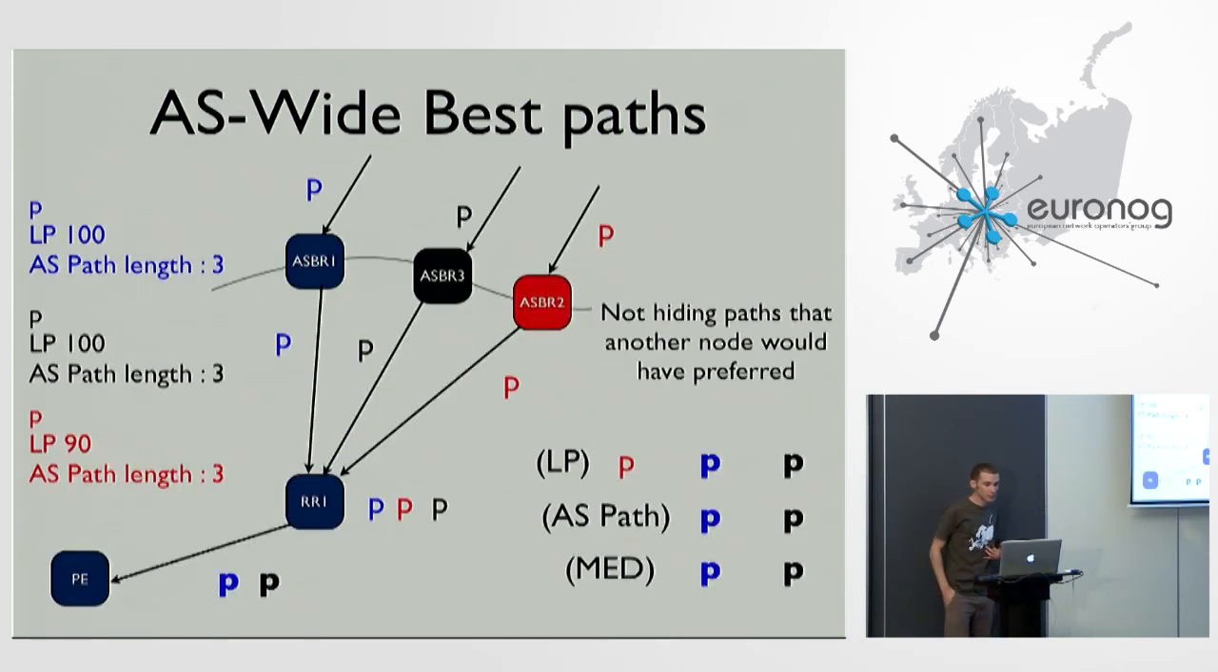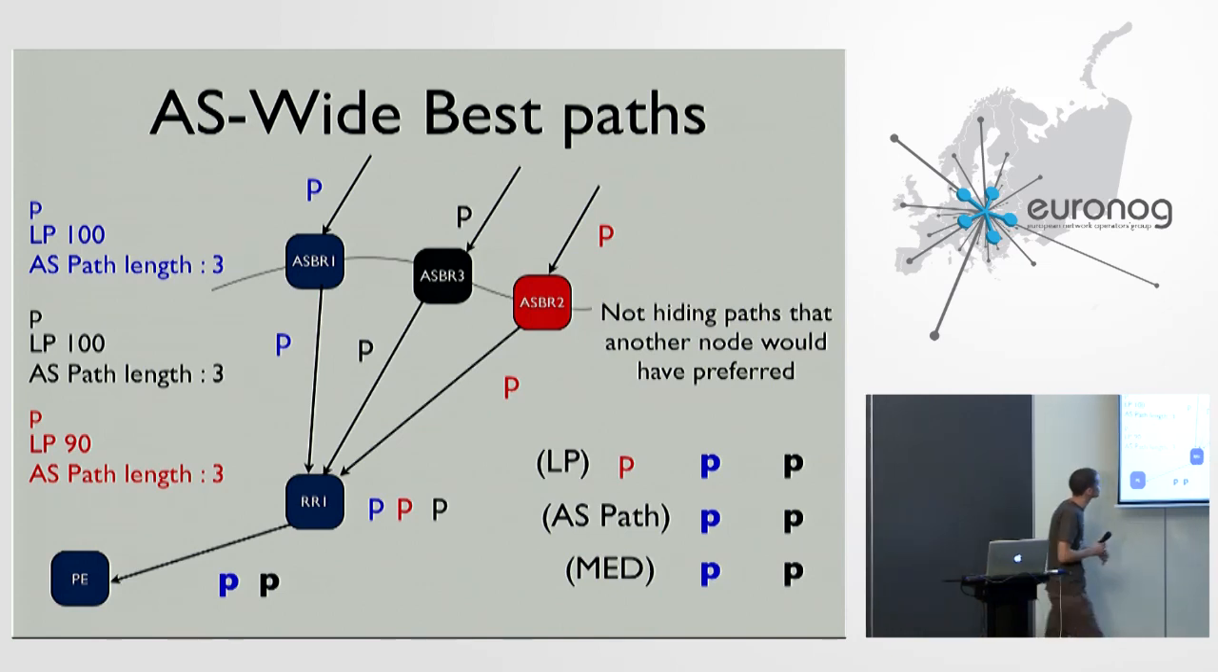Another mode is called AS-wide best path, where the idea is to never let a route reflector hide a path that one of its ASBRs could have picked. So basically, it means what? It means applying the local preference rule, applying the AS path length rule if it's not ignored, applying the MED, and then stop. When you are done with the MED rule, so when you have skimmed all the paths that do not have the lowest MED from each of your neighboring AS, you stop. You do not apply the IGP tiebreak.